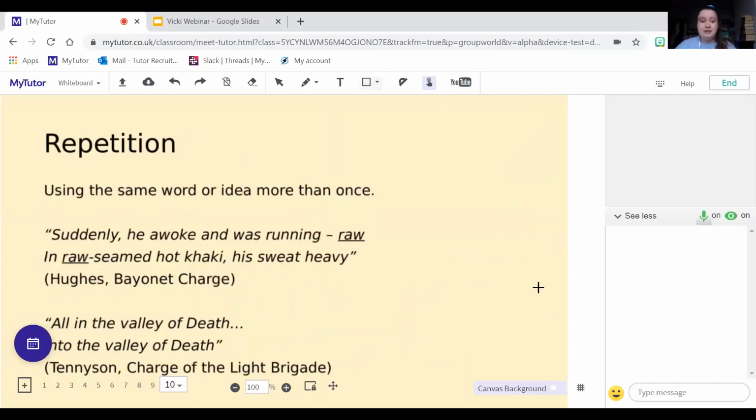Repetition, I'm sure you don't need me to tell you what that is, so just repeating the same word or idea more than once. It can be an idea as well. This one I've just picked out repetitions of the same word because that's more to do with the language devices and features, question 2. Question 3, the repetition of ideas is more to do with structure, but we will get to that when we look at the structure.